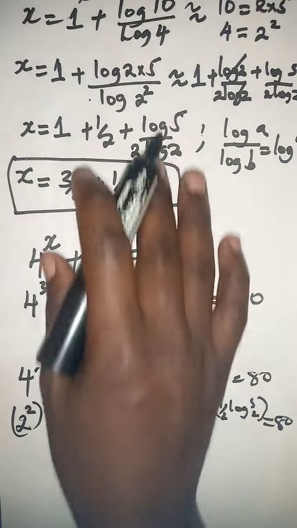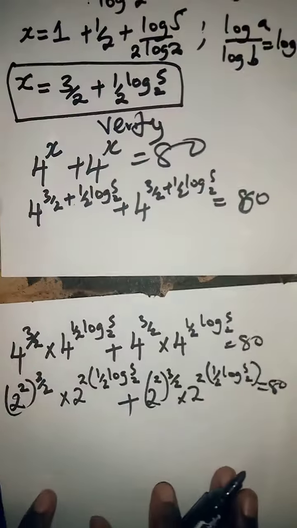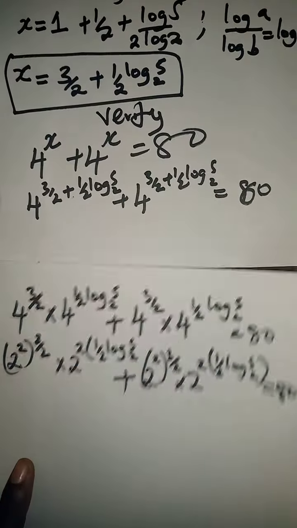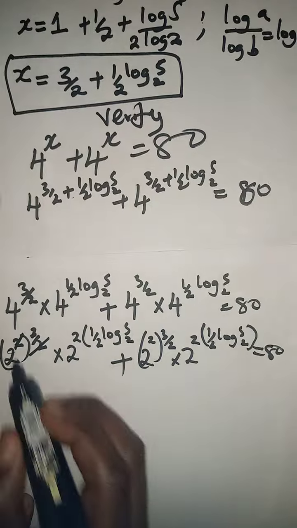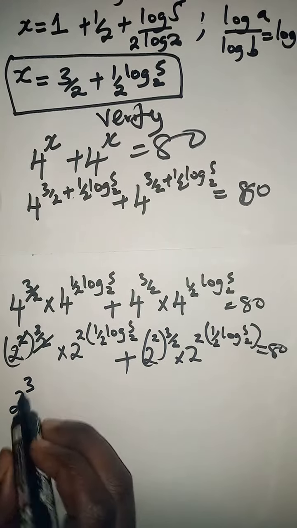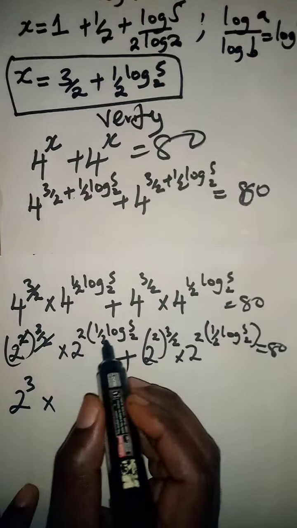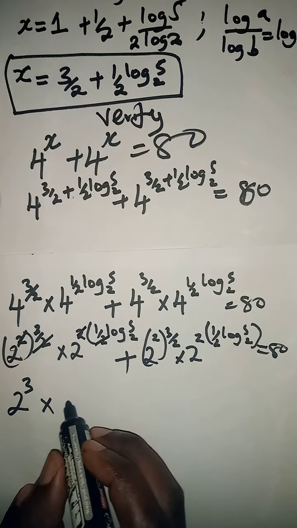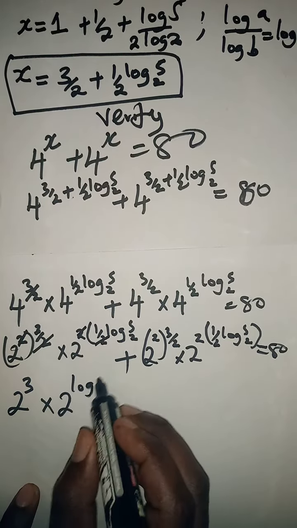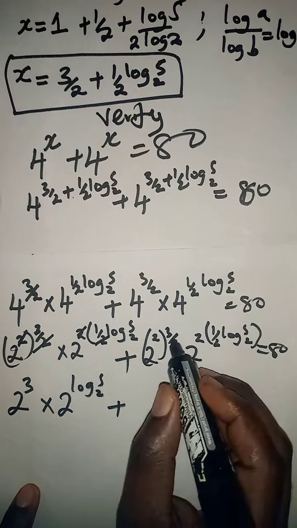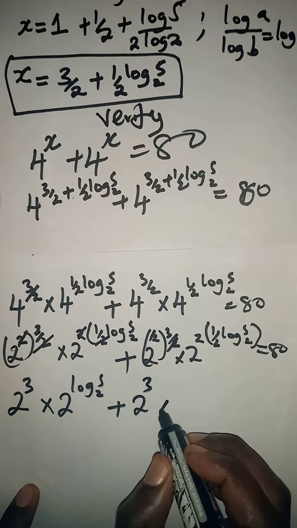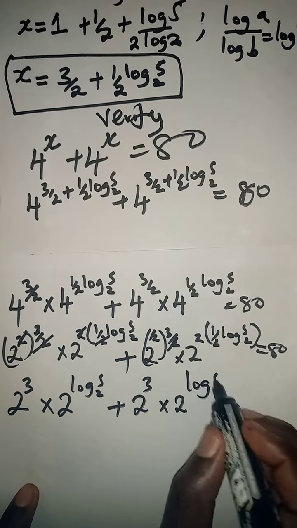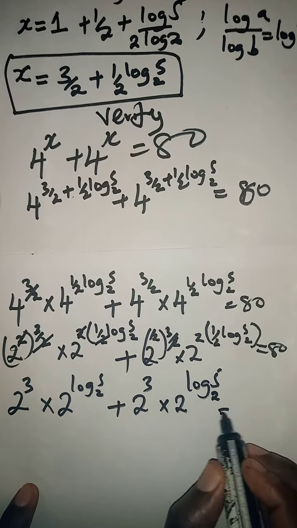So now at this stage, it is simple. I can decide to cancel the 2 and 2 so that I remain with 2 power 3 times this 2, and the 2 and 2 are going to go, so that I have 2 to the log of 5 base 2. The same applies to this: 2 power 3 times 2 to the log of 5 base 2, is equal to 80.